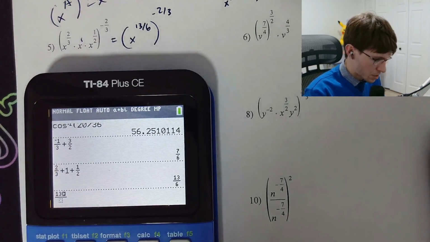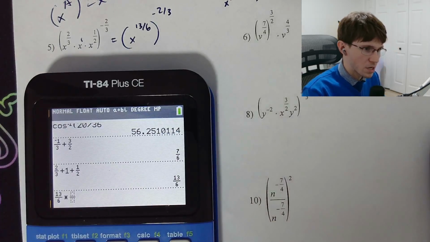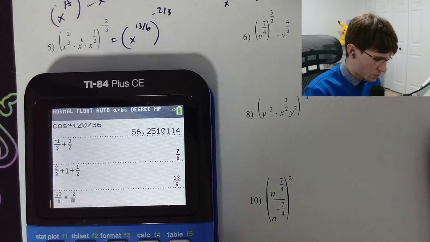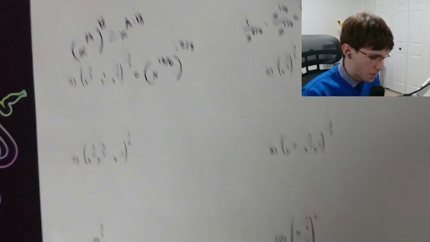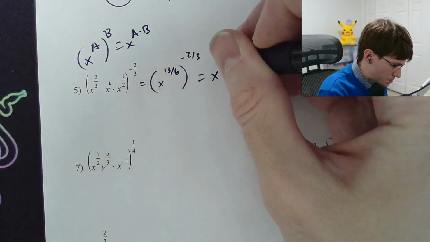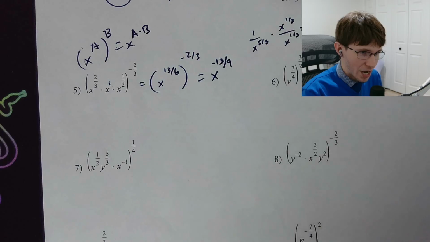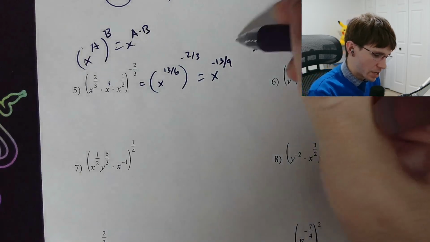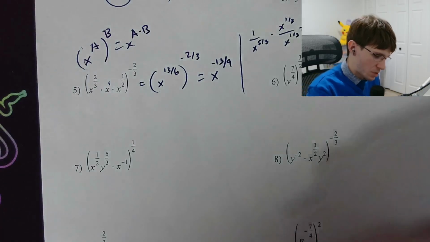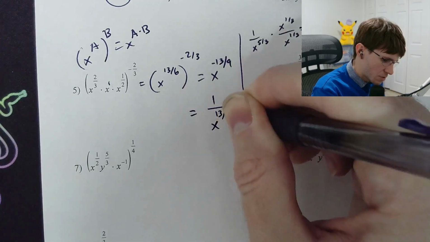So we're going to be doing 13 over 6, and then we're multiplying that by a fraction again. What's the fraction again? Negative 2 over 3. So it turns out that's going to be negative 13 over 9. However, we are not allowed to have negative exponents. So we're going to use one of the rules that we wrote down a little bit earlier. Anything that is a negative exponent in the numerator becomes a positive exponent in the denominator. So now it's going to be 1 over x to the 13 over 9.